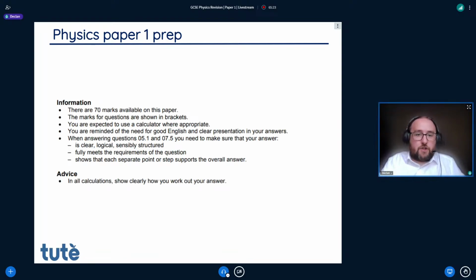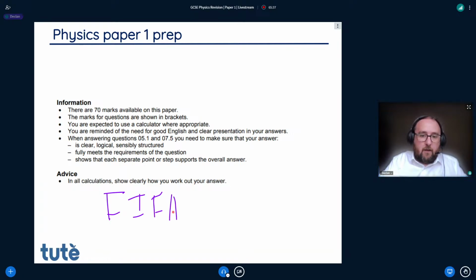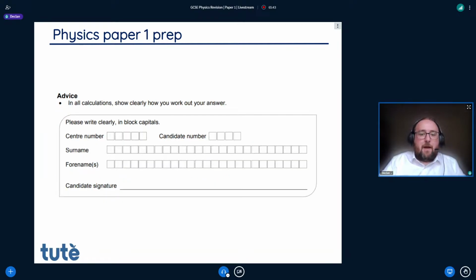It tells you how many marks you've got, and how many marks you'll get per question. And it even gives you a little bit of advice: in all calculations, show clearly how you work out your answer. How are we going to do that? We're going to do the FIFA method, remember? Write FIFA at the top of your equation sheet to help remind you. We're going to do that in every maths question. Then we've got where we're going to fill in our information. You should be given this. You will know most of this information at this stage.